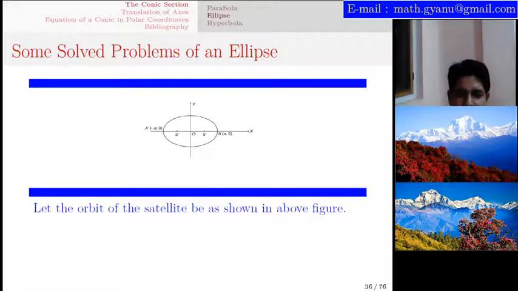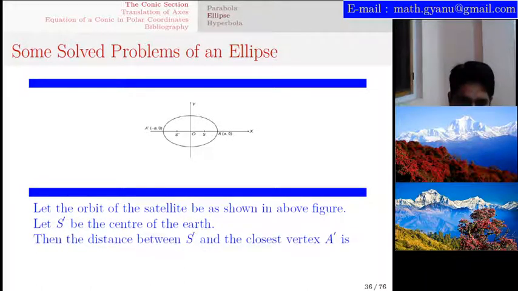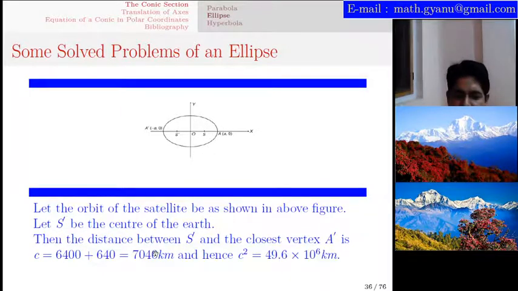Let the orbit of the satellite be as shown in the above figure. Then let S prime be the center of the Earth. Then the distance between S prime and the closest vertex A prime, that is, assume C as some scalar distance, will be 6400 plus 640 equal to 7040 km, and hence the value of C square is equal to 49.6 times 10 to the power 6 km in this form.